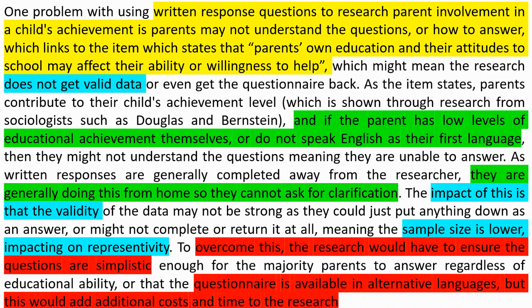Well, one way you could do it is by ensuring that the code used is more restricted code, perhaps, which is more simplistic language, which is more easily understood by everybody. Or you put it in an alternative language. So if you are researching people where there's a high ethnic minority group in that group, and they might be, say, first generation and their parents have come here from another country, they might not speak English. So thinking about alternative language, but that would add additional costs and time, as this answer says.